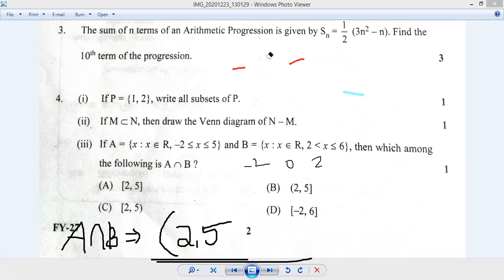Let me erase these lines. So, open 2 to closed interval 5. Option B is the right answer.